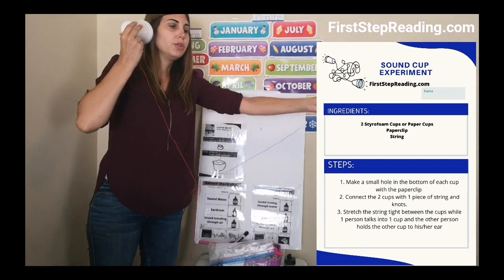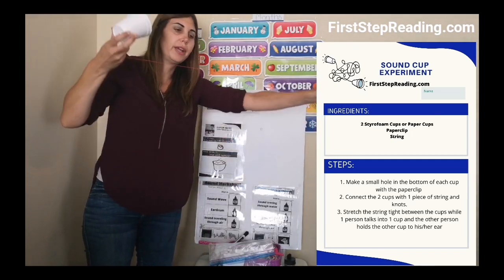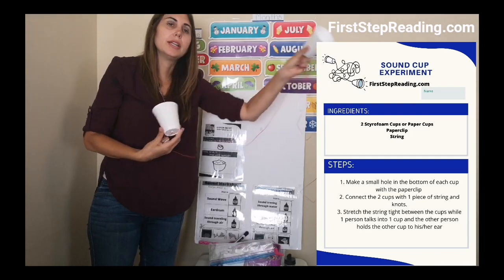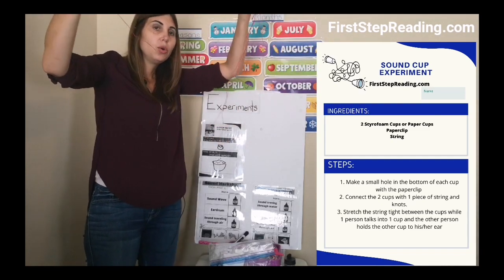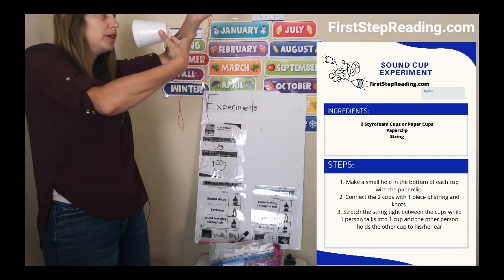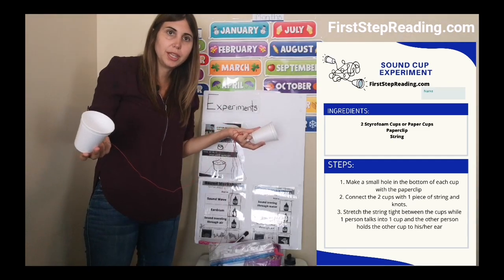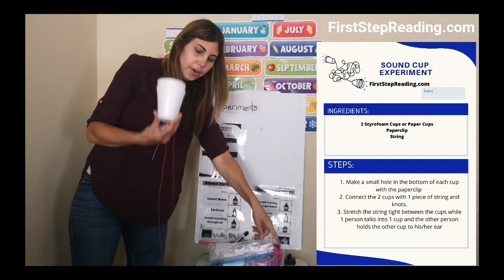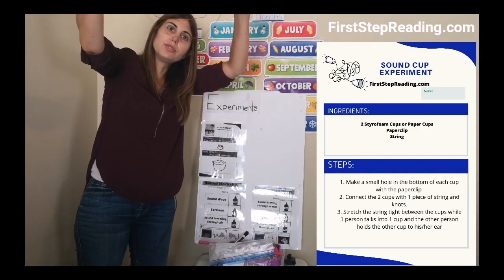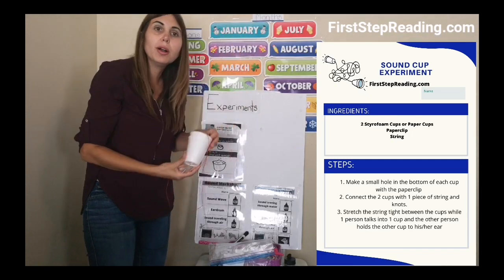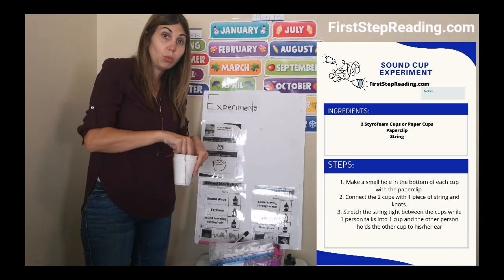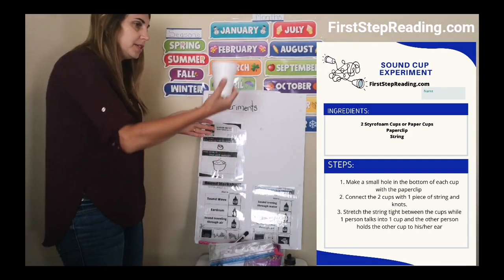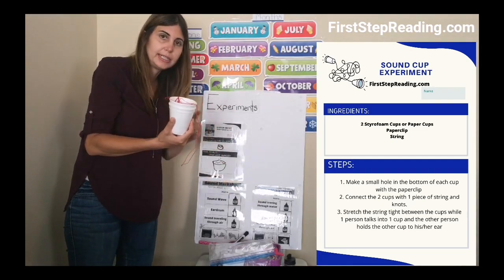So you stretch your string really straight, and one of you talks and one of you listens, and the sound will travel through the string into the other person's ear. Because sound can travel through air, through solids like the string, and we'll see tomorrow how it can travel through water or liquid. Okay? So those are our experiments you can try today.